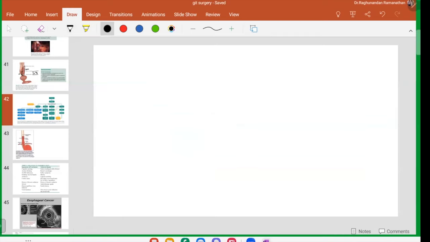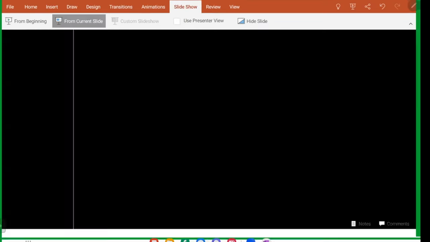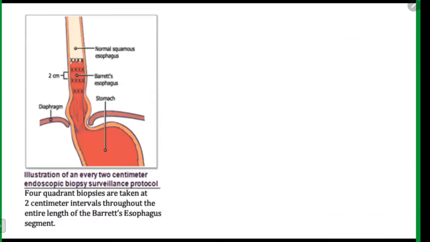This table, I think everyone has to remember. First you find flat columnar mucosa, and you do a biopsy. There is a procedure for doing a biopsy. How do you do a biopsy? This is called the Seattle protocol. I want you to remember this.